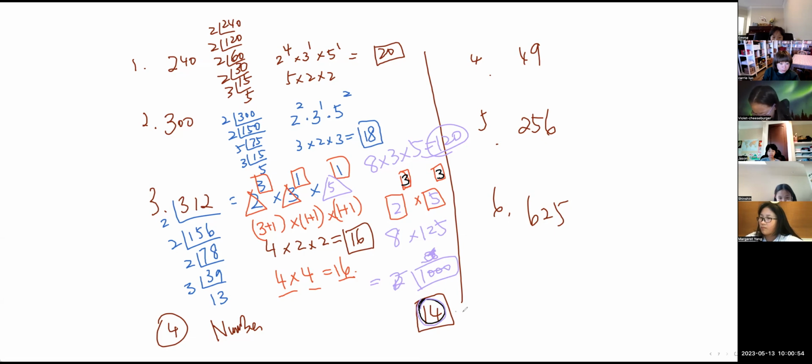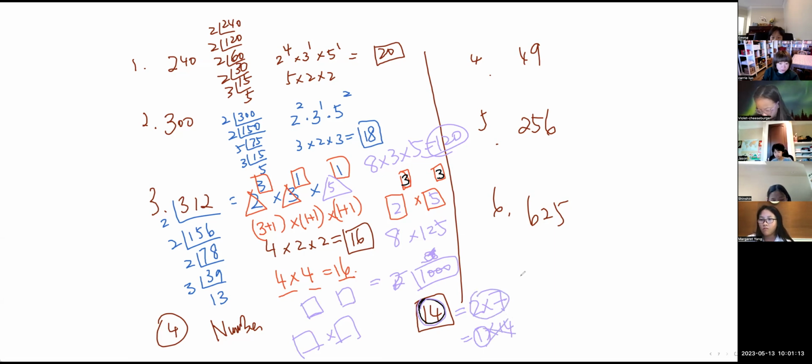Either 4, because 14 can only be 2 times 7 or 1 times 14. Can I have 1 here? No, because the exponent part is always what? It's always bigger than or equal to 2. So this one is not valid. So 2 and 7. 2 and 7 equals what? 1 plus 1 times 1 plus 6. So that's why I can put 1 here and 6 here.